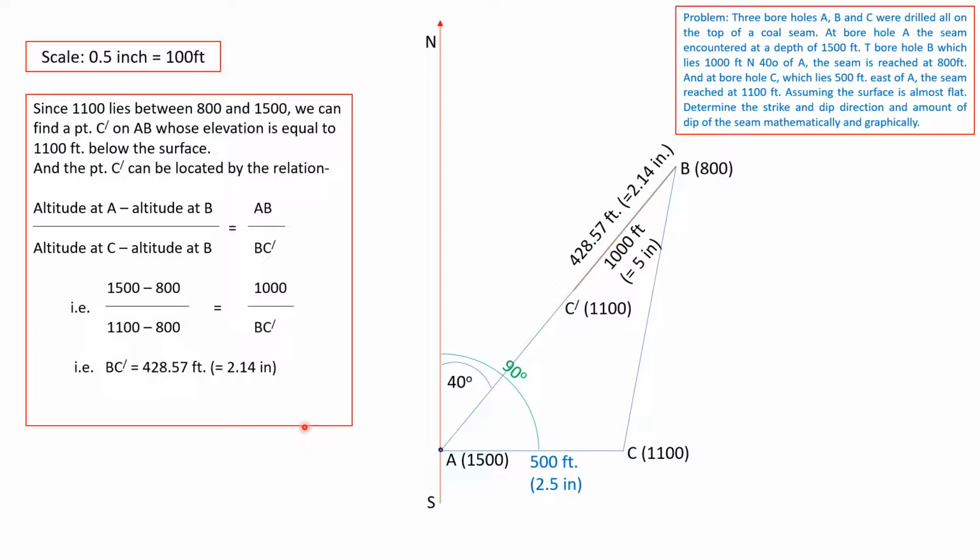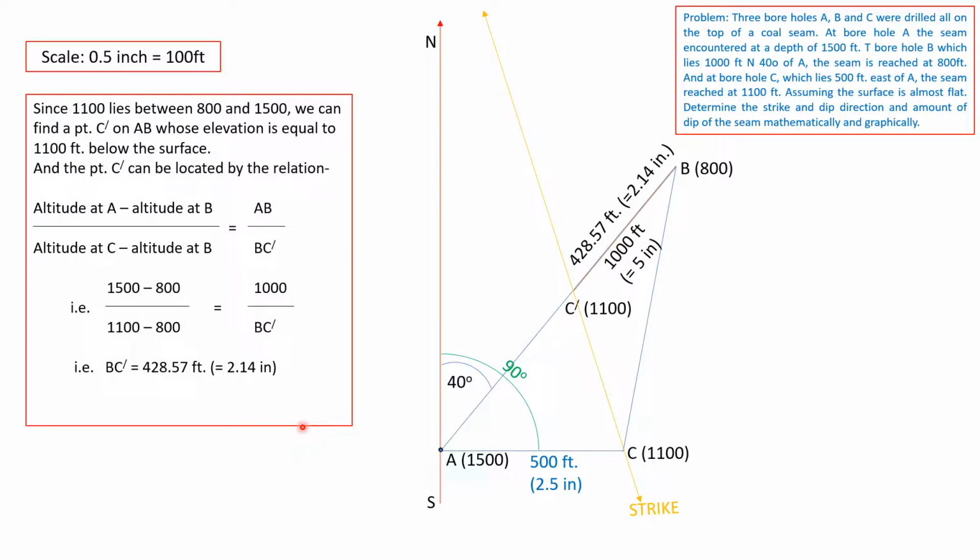Now this point C dash has the same elevation as that of C, that is 1100. Since strike passes through points of equal elevations, the line joining C and the C dash will be the strike of the seam at elevation 1100 feet. Now join C C dash. This is the strike of the seam at elevation 1100 feet below the surface.